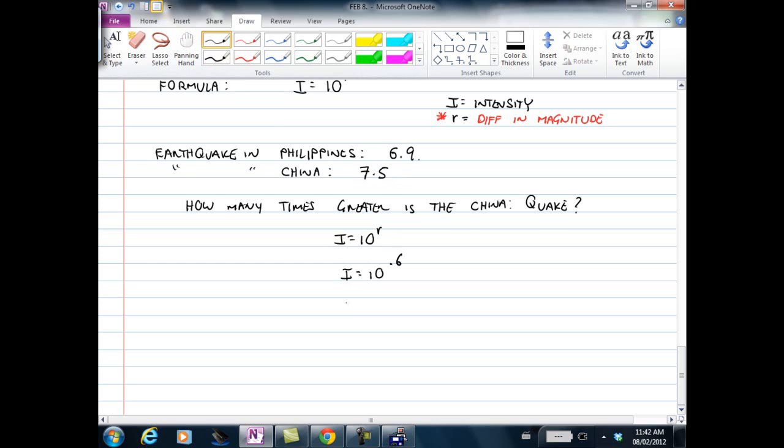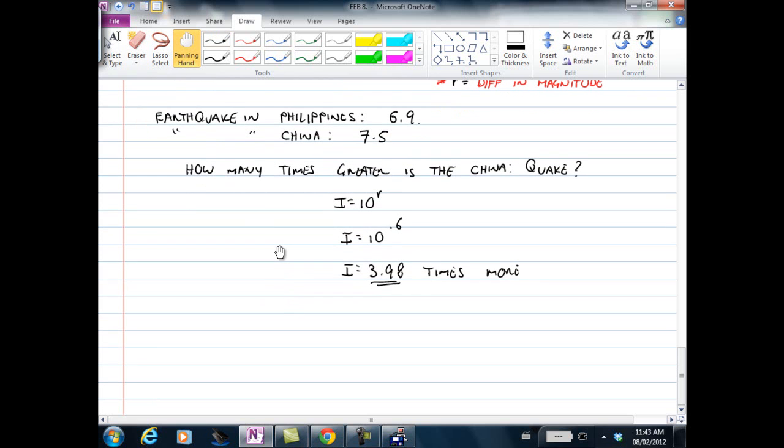I equals 3.98, which means the Chinese quake was 3.98 times more powerful. Even though it seems small, if the earthquake in the Philippines killed around 60, just imagine 4 times more powerful. But in China, it killed 9,000. So one small magnitude change causes a lot more power.